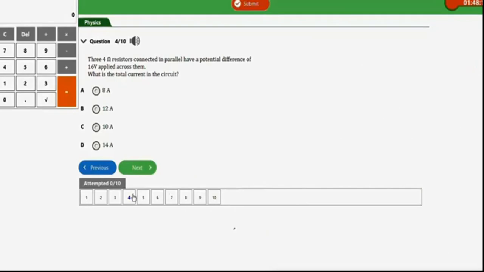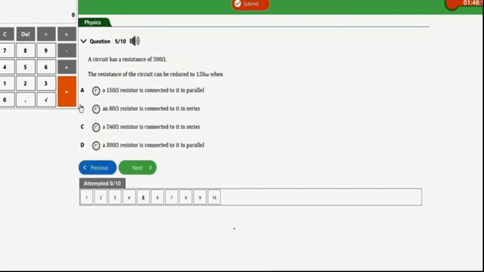So the next repeated question will be this question. It says a circuit has a resistance of 200 ohm. The resistance of the circuit can be reduced to 120 ohm when option A, a 150 ohm resistor is connected to it in parallel. Option B, an 80 ohm resistor is connected to it in series. Option C, a 240 ohm resistor is connected to it in series.